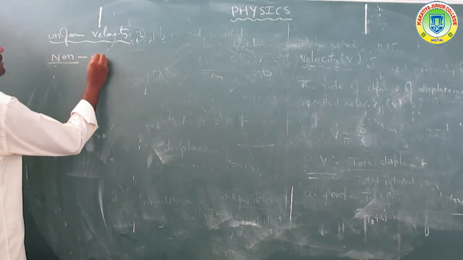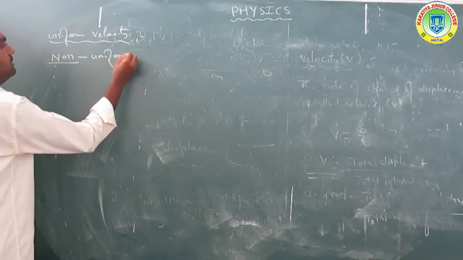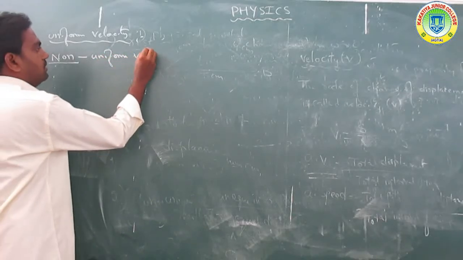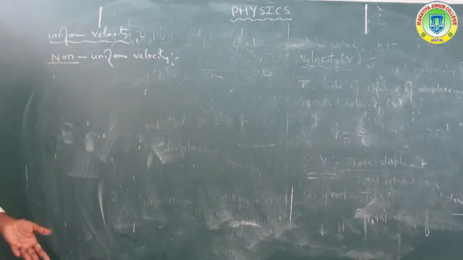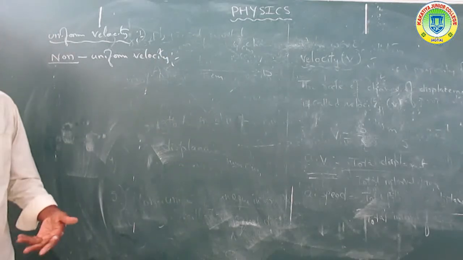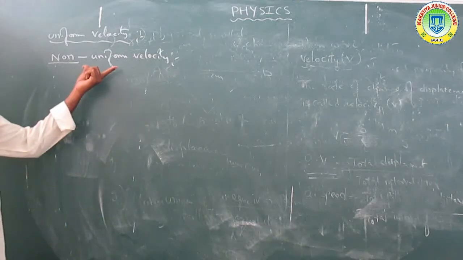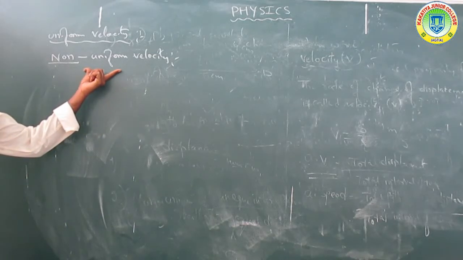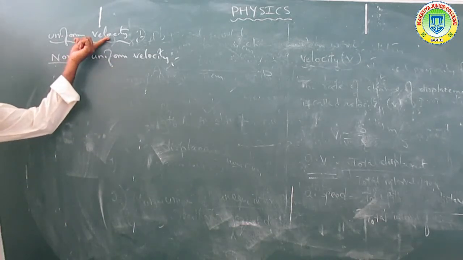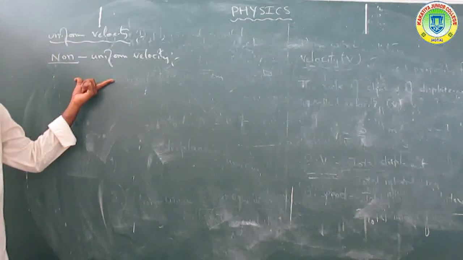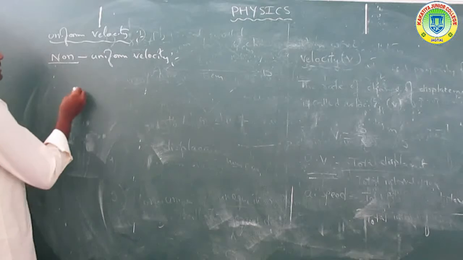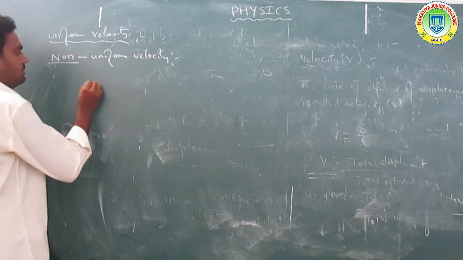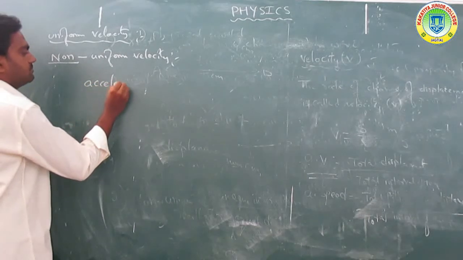Non-uniform velocity is unequal distance in equal intervals of time. That is called non-uniform velocity. So what is the uniform velocity and what is the non-uniform velocity? Clear that, it is important. And next, another definition is taken, that is acceleration.